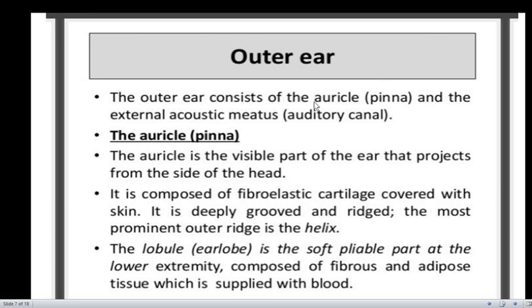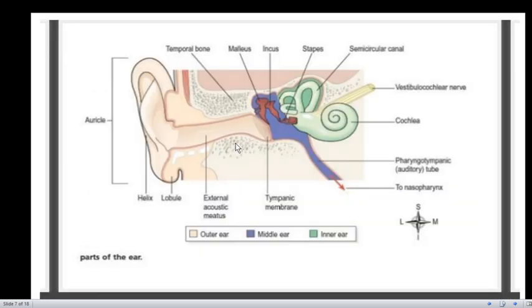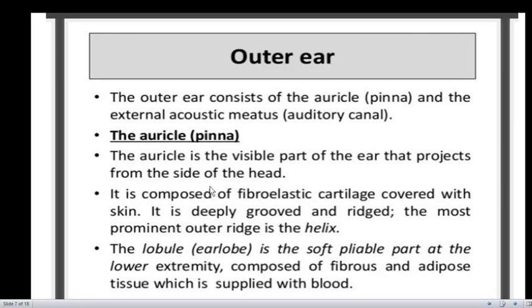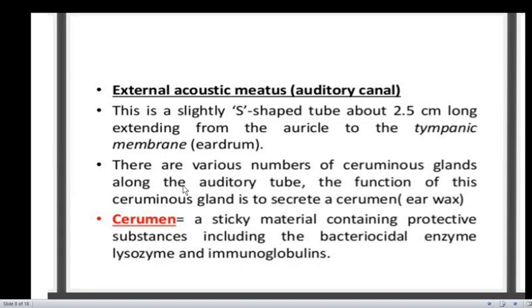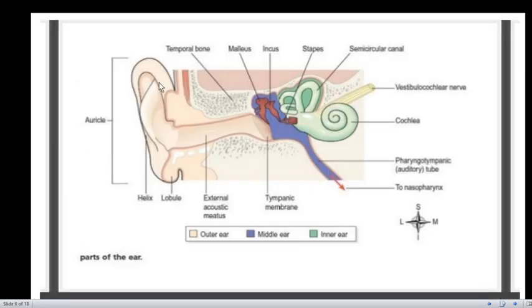The outer ear consists of the auricle, which is also called the pinna. So this part we call the auricle, which is also called the pinna, the outer ear. The auricle is a visible part which can easily be seen. It's composed of fibroelastic cartilage. So if you notice, this part consists of cartilage. So it is soft. There's no bone over here. It's a soft bone called cartilage.